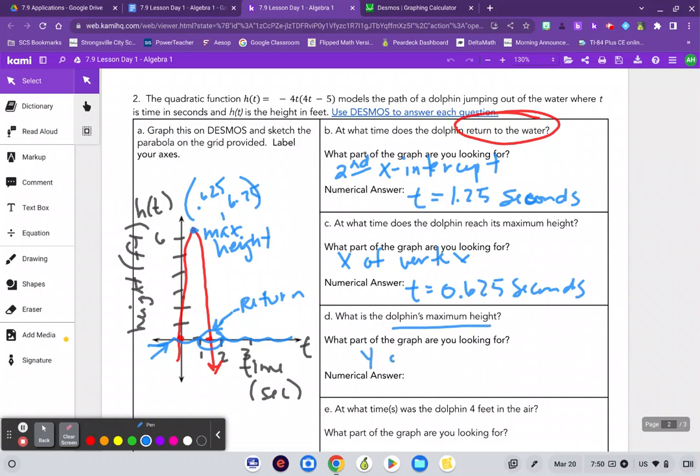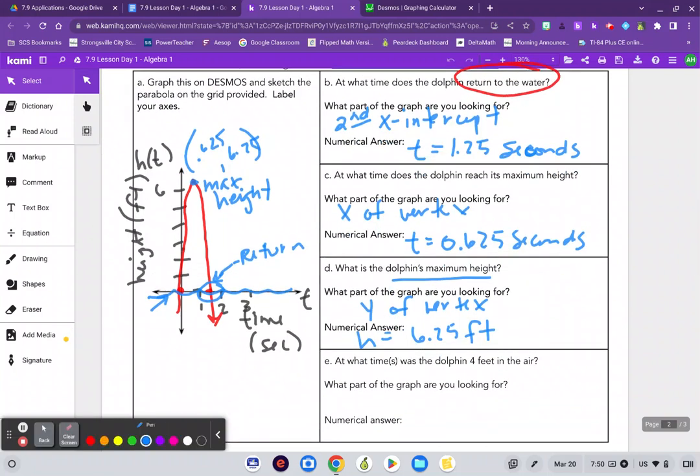What is the dolphin's max height? We are looking for the y of the vertex. And the y of the vertex was 6.25. Now this is a height, so we're going to say h equals 6.25 feet. And then at what time was the dolphin 4 feet in the air?